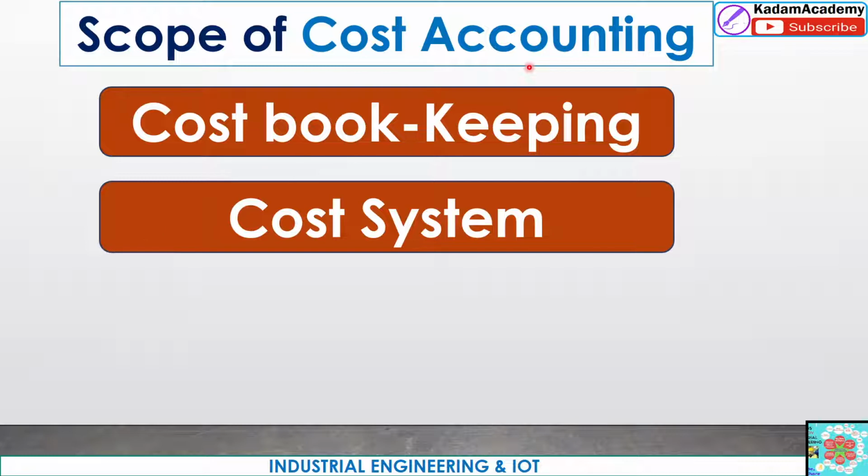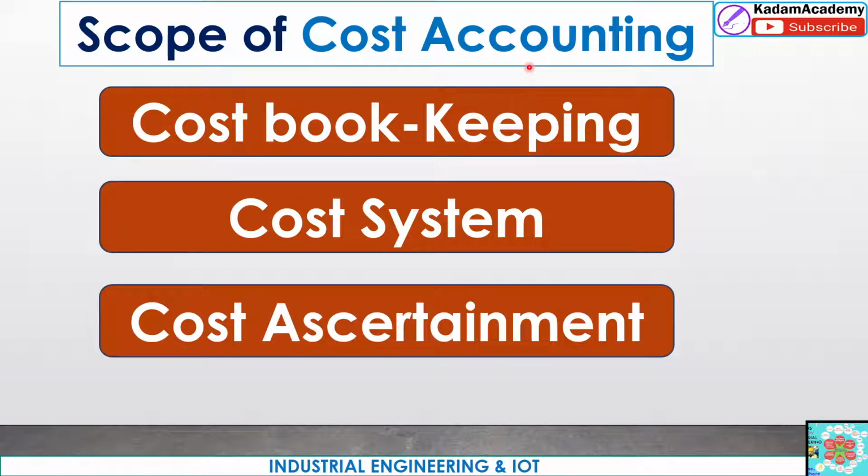Now see cost ascertainment. What is the meaning of ascertainment? If few of the students don't know, I will tell you. Ascertainment is nothing but the determination, establishment, identification or settlement, the process of finding something out for a certain case. That is ascertainment.